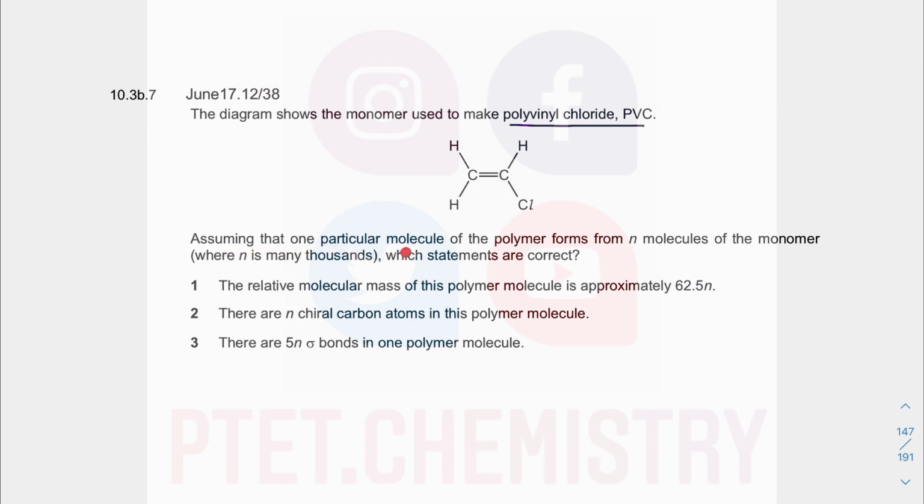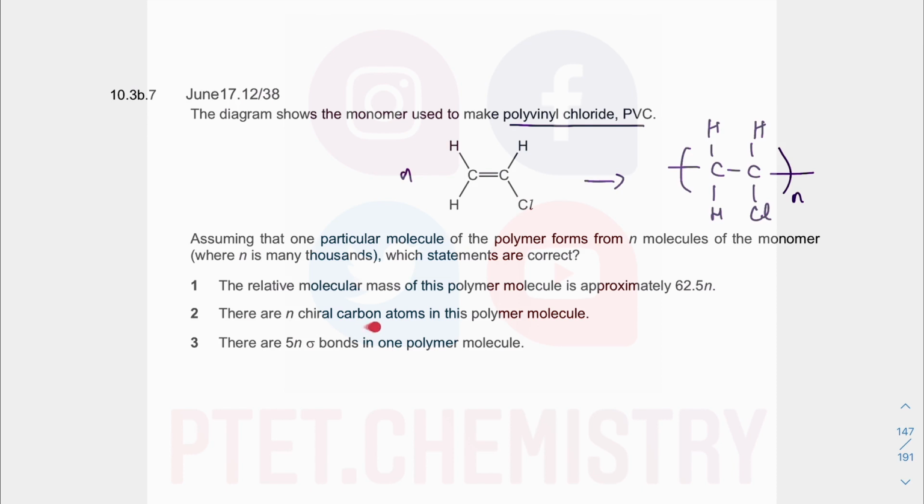Assuming that one particular molecule of the polymer forms from n molecules of the monomer, where n is many thousands, obviously. They're saying that you only form one single chain of the polymer molecule. So now you have a polymeric chain, no more carbon-carbon double bond, and carbon still forms 4 bonds: 1, 2, 3, 4 on each carbon. It's addition polymerization, so there's no other byproduct, as you have known from your IGCSE or O level.